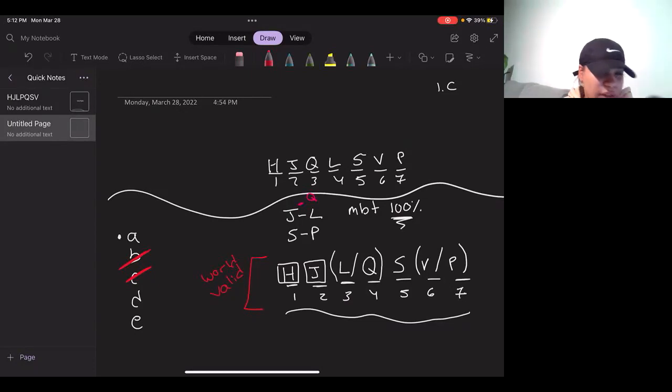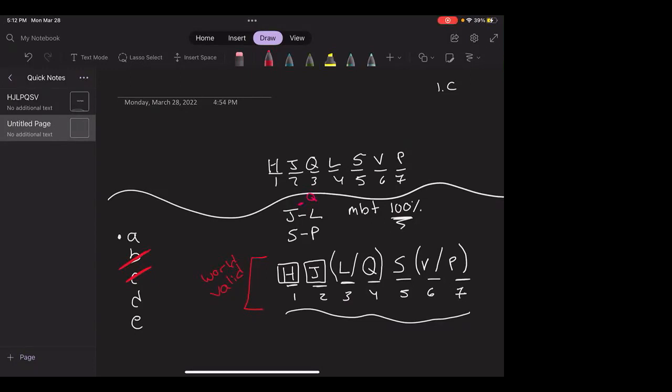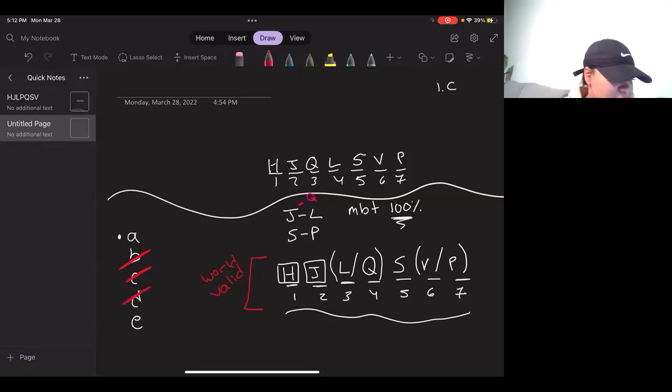Q is third. We know that Q can't be third because, well, it can. Yeah, but where else can it be? Fourth. So that's enough to tell you it doesn't have to be true. And then P is seventh.